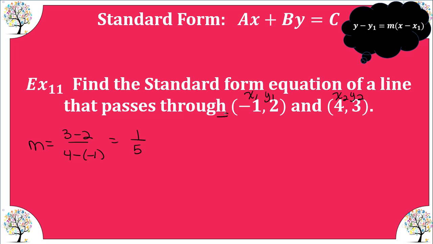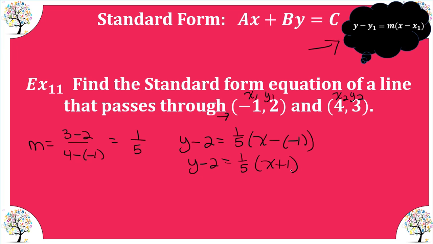Now I'm just going to use this first point for point slope. And here's a reminder of the formula for point slope. We have y minus my y1 value equals my slope 1/5 times x minus -1. Once we clean up some of these negatives, we will have point slope form. Now, to get to standard form, I'm going to go ahead and distribute, just like if we were converting to slope intercept form. Let's distribute the 1/5.